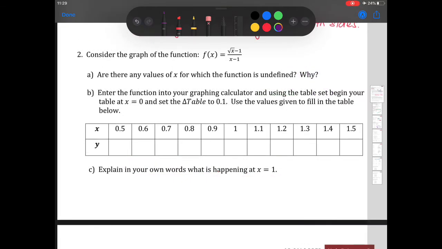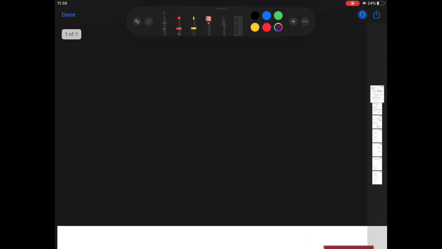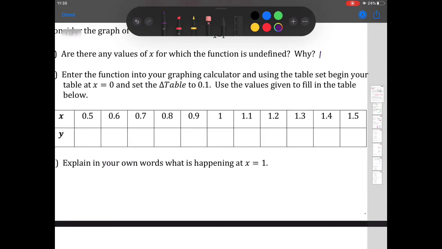Number 2, it says consider the graph of the function f of x, and it's given to us and it's asking us similar questions. A says, are there any values of x for which the function is undefined? Again, what x value makes my denominator 0? It is 1, right? And now it's asking us to fill in this table below and change your table to 0.1 and start your table set at x equals 0. So pause the video.